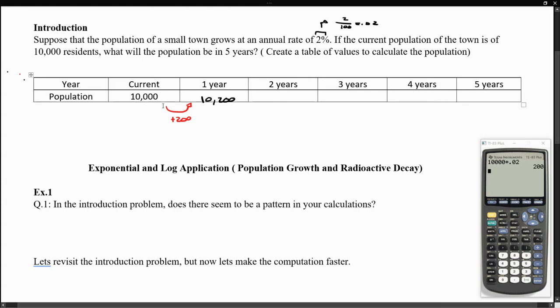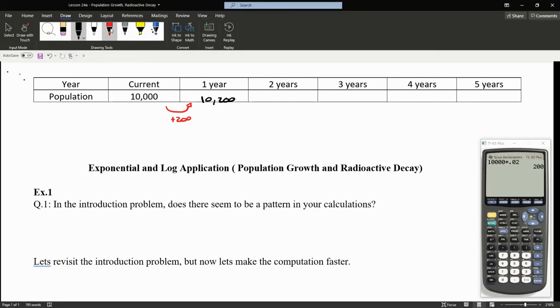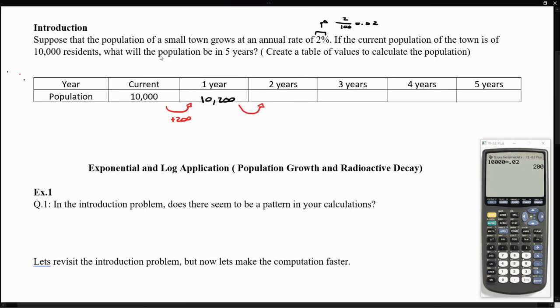So now this is my new population. We started with 10,000 and then I just added 2%. Now we are at 10,200. So how are we going to calculate the population once the second year passes? Well, the same idea. We get 10,200 and calculate 2% of that. Now we don't increase by 200, but by 204 residents. So now my new population is 10,404.